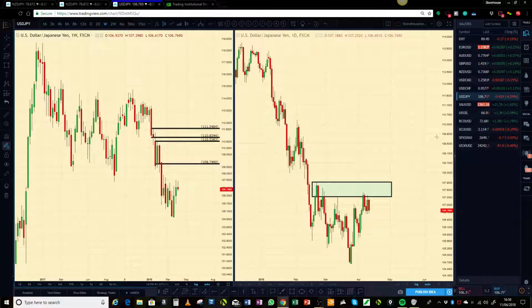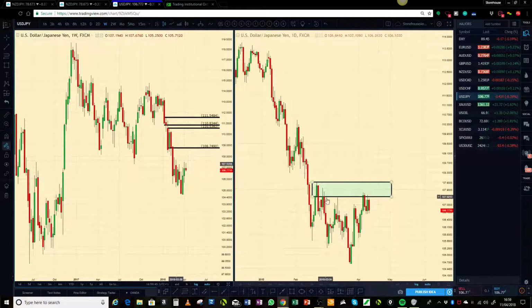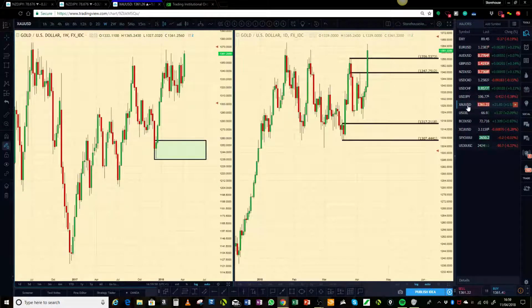In the US dollar Japanese yen, not much change since the last time we met. Still batting its head against a multi-tested supply level here. Demand levels are trying to hold. It's a lot of back and forth between buyers and sellers on this one. So no clear trades there.